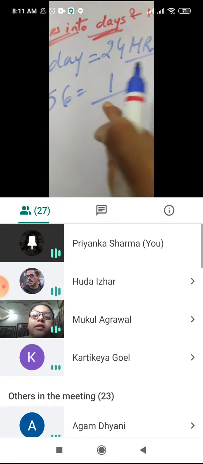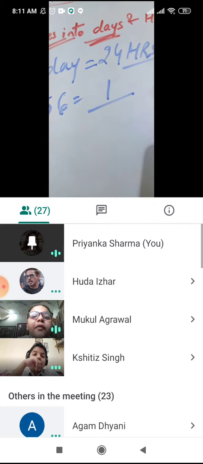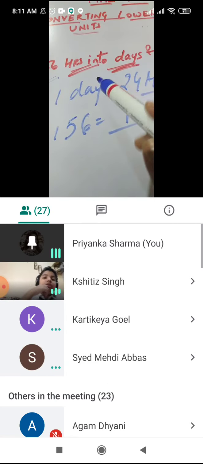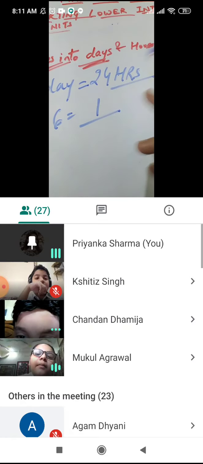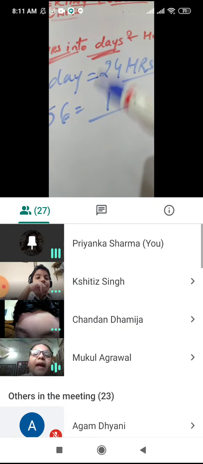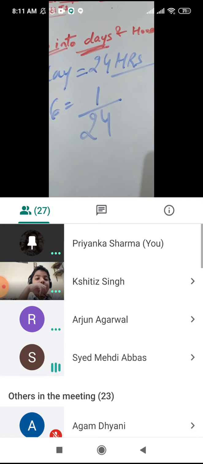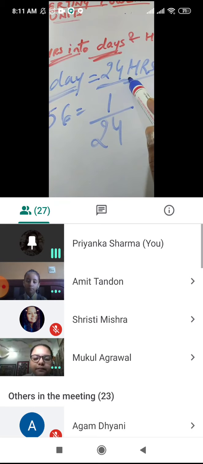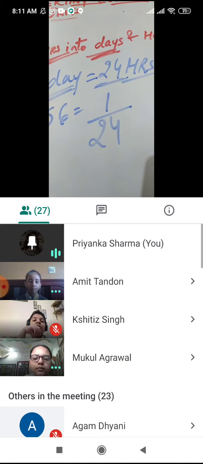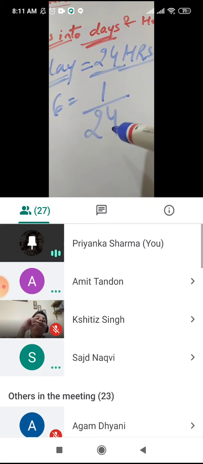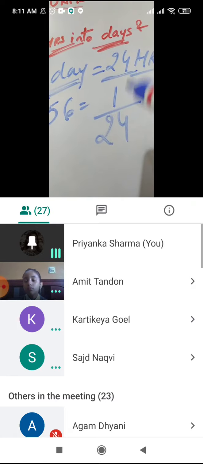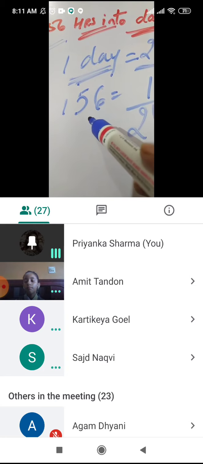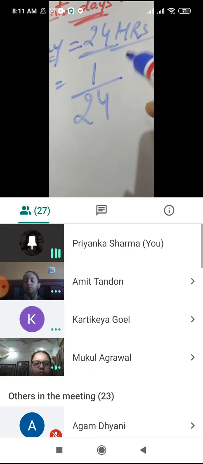Now will we write here 60? No, we are not going to write 60. Why? Because here we are not talking about minutes and seconds. We are talking about days and hours, so it will be 24. Why 24? Because in one day there are 24 hours. When we talk about minutes and seconds, we divide by 60. When we talk about days and hours, we divide by 24, because in one day there are 24 hours. So 156 hours, 1 upon 24 into 156.